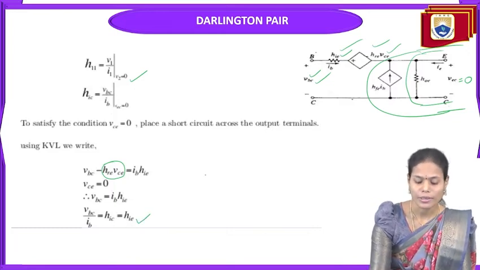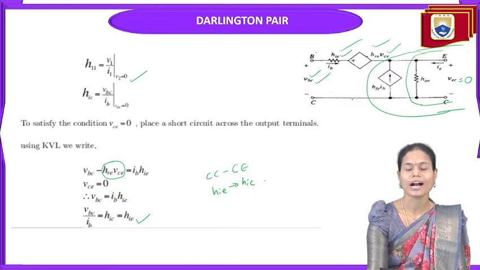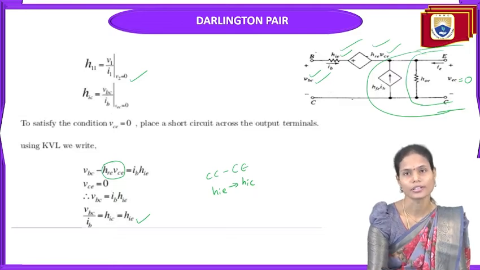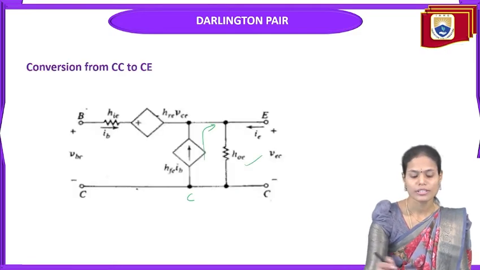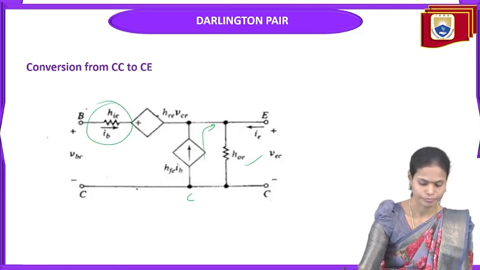That is nothing but in the common collector as well as in the common emitter configuration, the input impedance is the same. So that's why we are replacing HIC with HIE directly. That's why in the equivalent circuit we directly indicated it with HIE only.